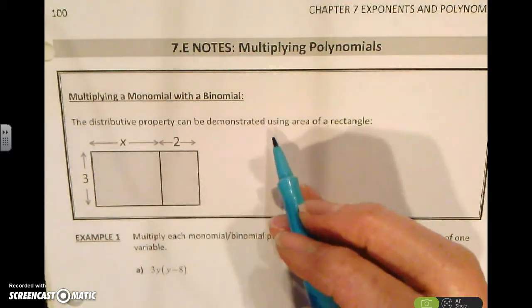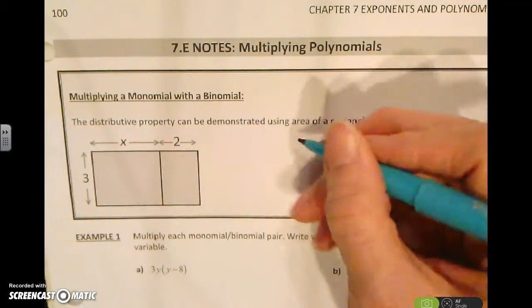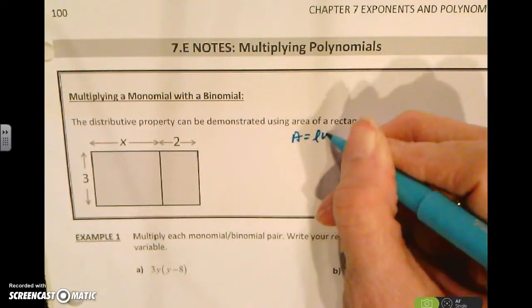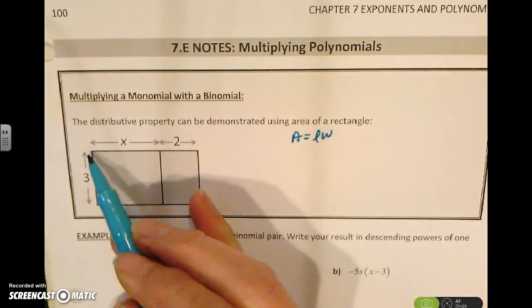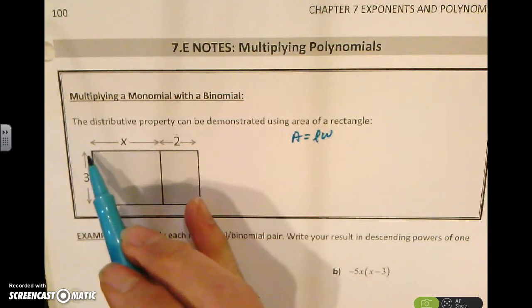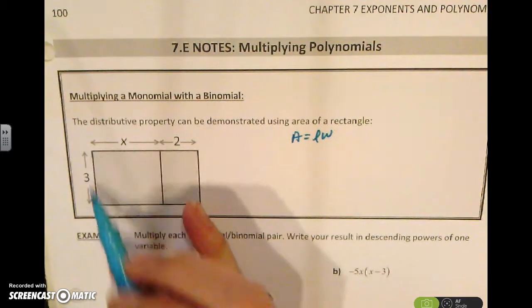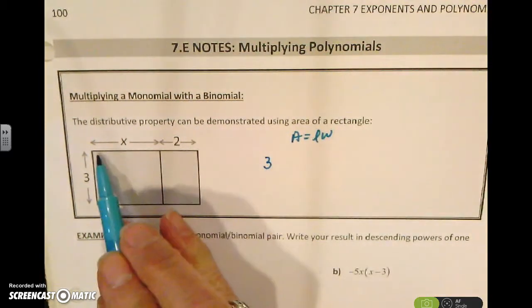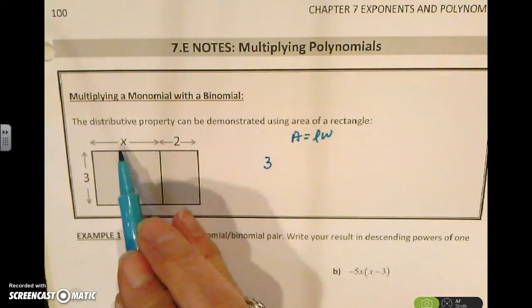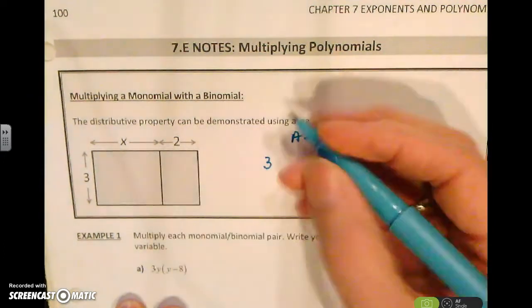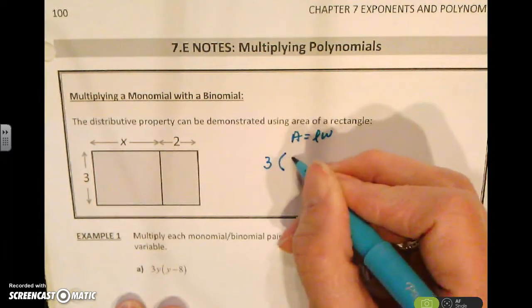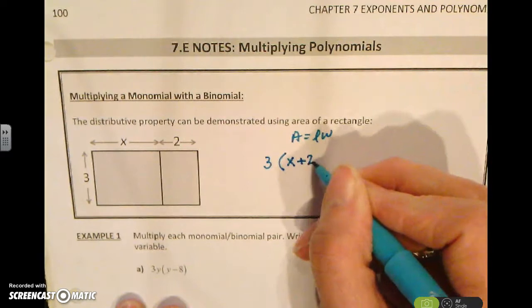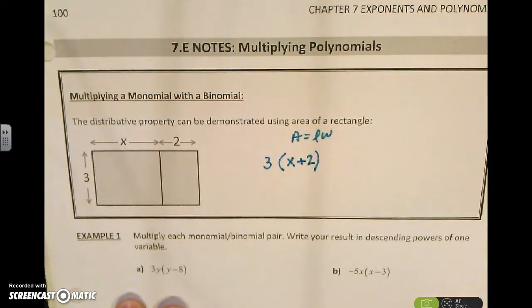So recall that area is equal to length times width. So on this problem, we might say that the length, or the width maybe, is equal to 3. So 3. And then the length is made up of x plus 2. So it would be 3 times x plus 2. So that would be a representation of finding the area of that rectangle.